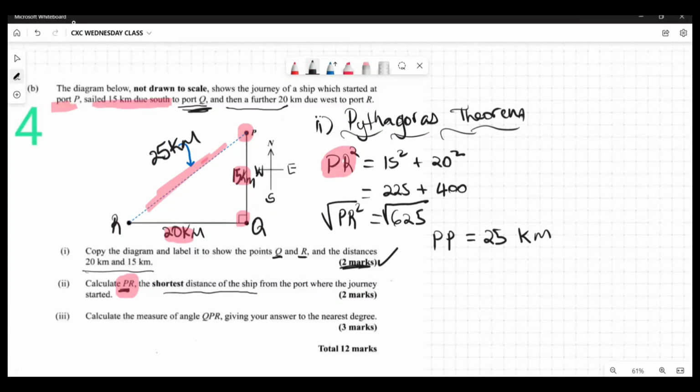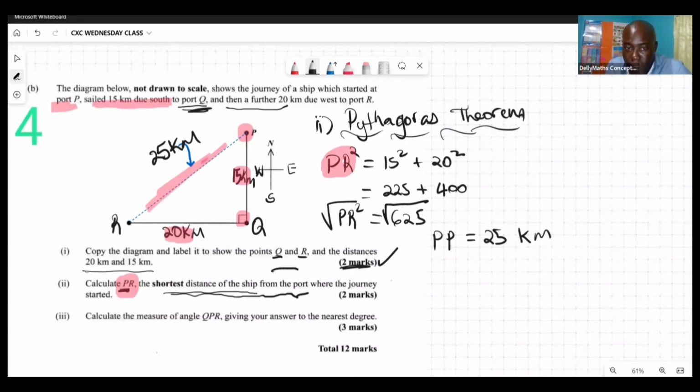Say that PR is the shortest distance. How is it that? No. Hold on. The shortest distance has nothing to do with the triangle that was formed. Don't mix up anything. Watch this. PR is the shortest distance from port, where the thing started. Let me help you out.